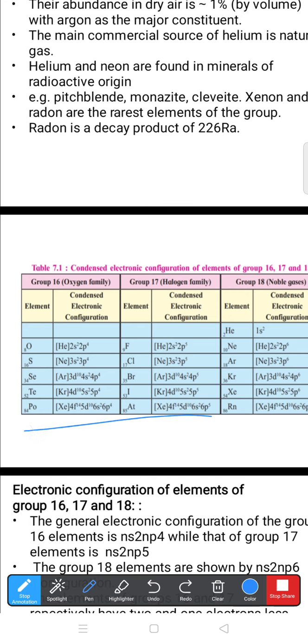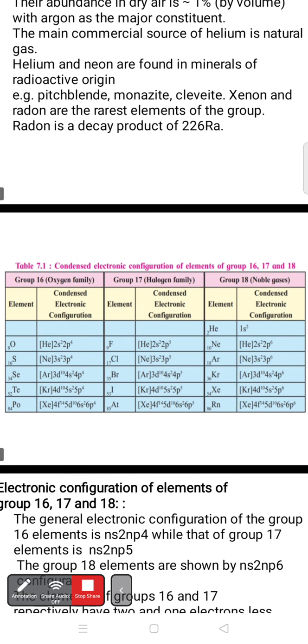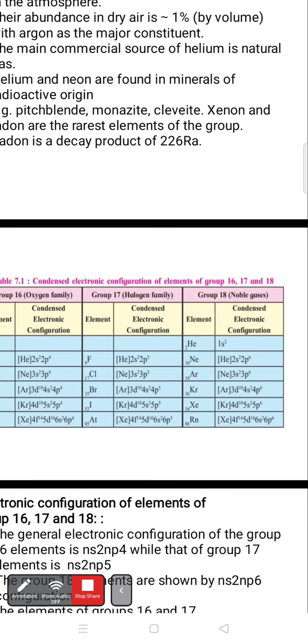Similarly, we can see the outermost configuration of group 18. First of all, we'll discuss the group 18 elements. These are also called noble gases. In that, helium is the first noble gas, with the configuration 1s2. Later on, neon, argon, krypton, xenon, and radon. The outermost configuration of helium and its actual configuration are the same.